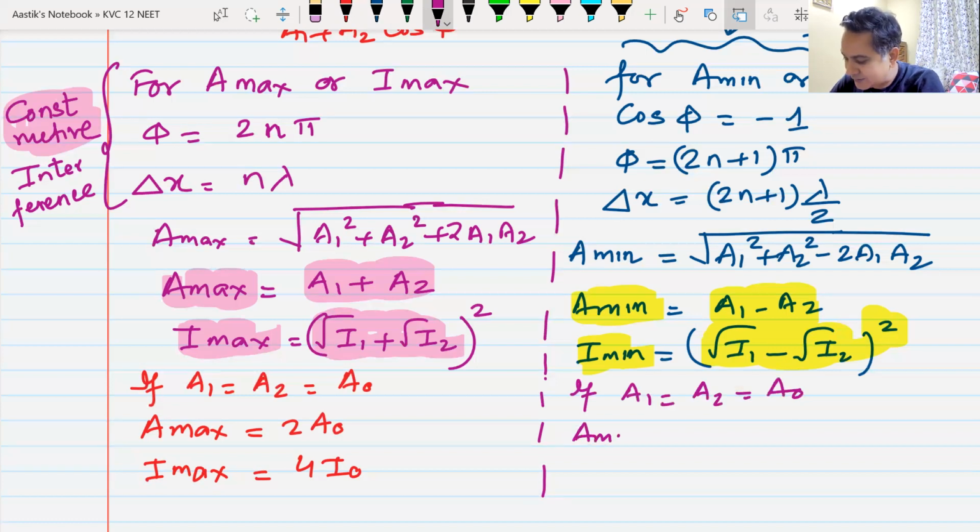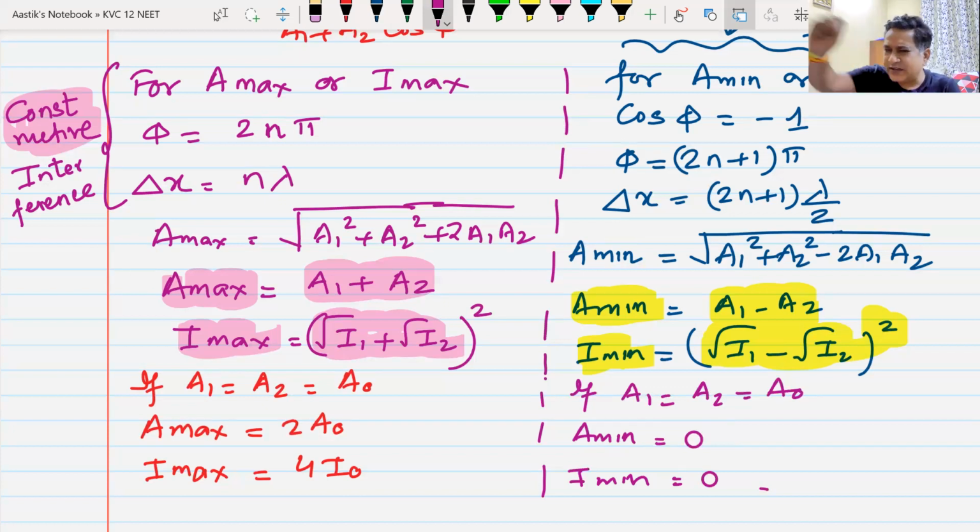Similarly, on this side, if A1 is equal to A2 is equal to A0, your minimum intensity will become 0. Your minimum amplitude will also become 0. That is the point where we say that the interference is sharp. Where you have destructive interference, you will have zero intensity. Zero intensity means it will be dark, very dark. Maximum intensity will be 4 times I0. It will be very bright.